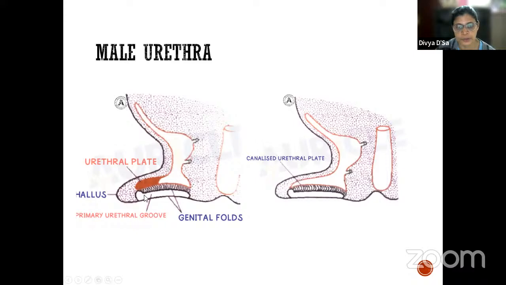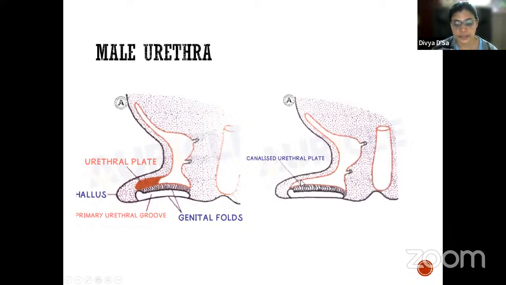Now, this is the primitive urethral groove. So along that, this also will progress to the base of the developing glans penis. Up to there, that will also progress. Now, this is a solid urethral plate because it is formed by the proliferation of those endodermal cells. Now, that plate gets canalized and forms a hollow tube.